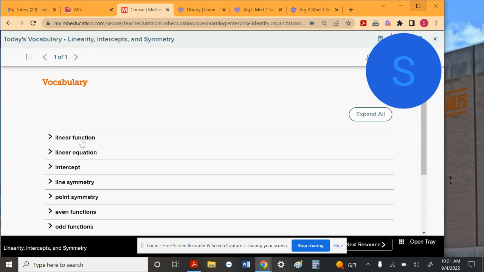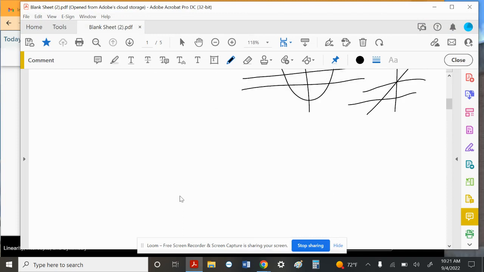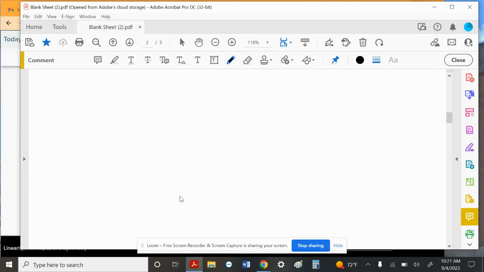A linear function is just a straight line. That's all it is. A linear equation could be the same thing, but remember that it could also be a vertical line, which is not a function. A horizontal line is a function, so that's really just linear. When we're looking at equations, we can see that x plus y equals 3 is linear because both x and y are to the first power. So that's a linear equation.